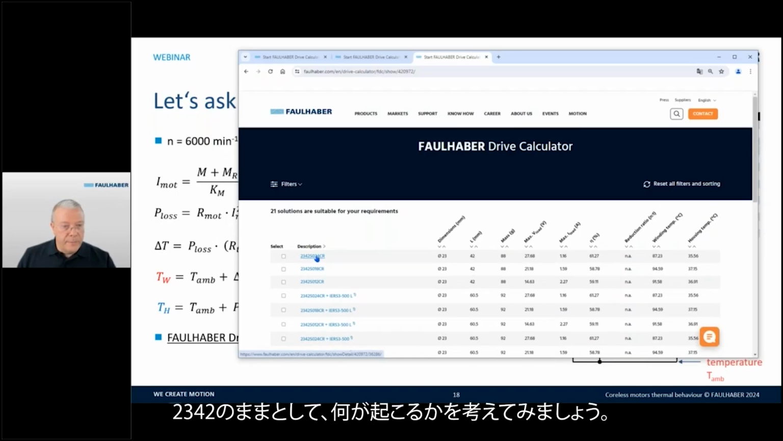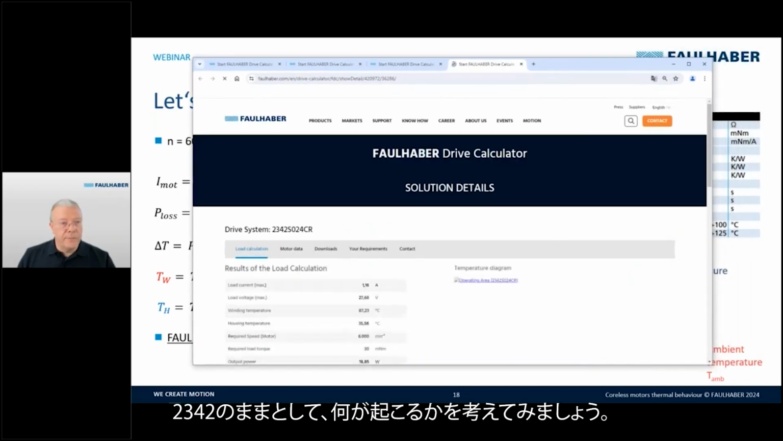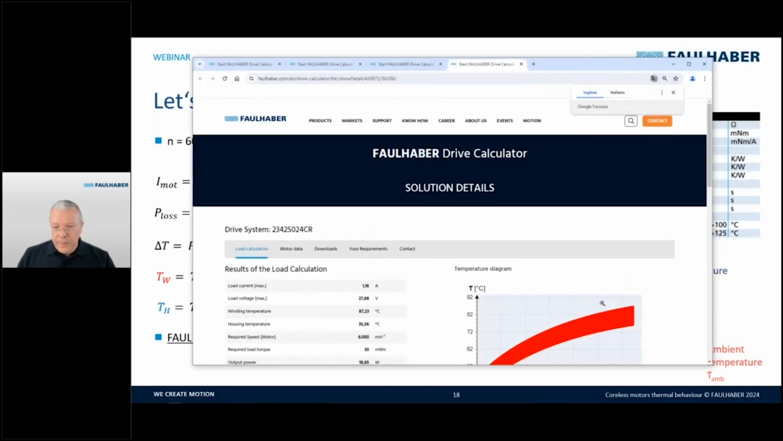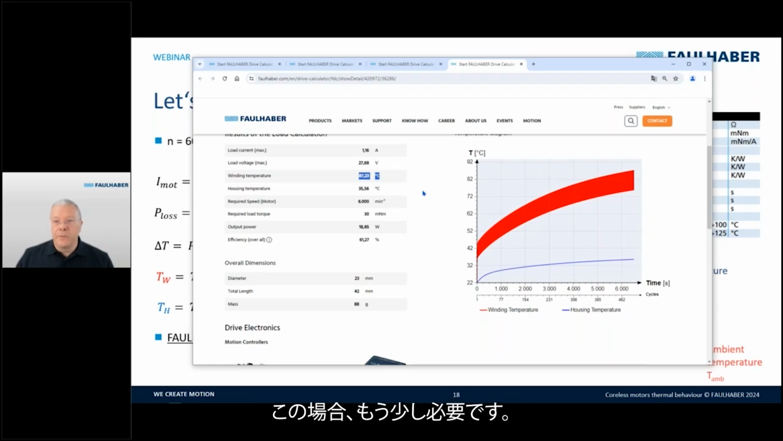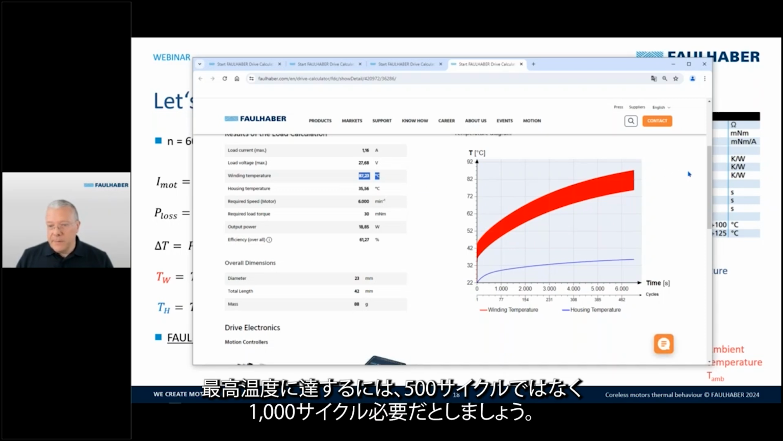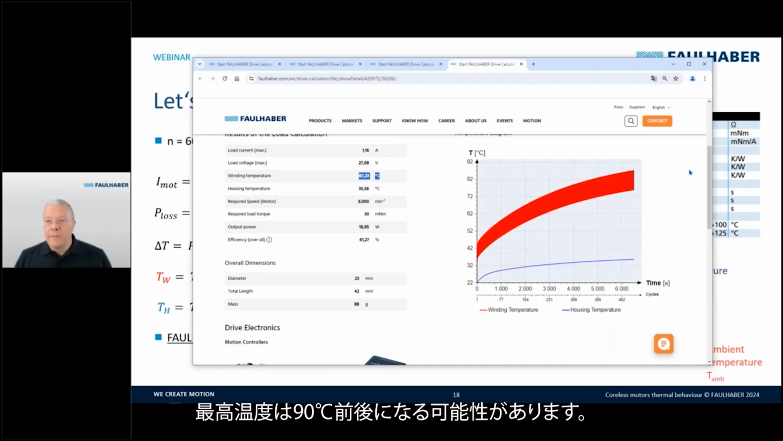Let's stay with the 2342, and let's consider what happens here. In intermittent operation, you see the winding temperature drops from 170 down to 87. So in this case, we need a little bit more. Let's say instead of 500 cycles, maybe we need 1000 cycles to reach the maximum temperature.